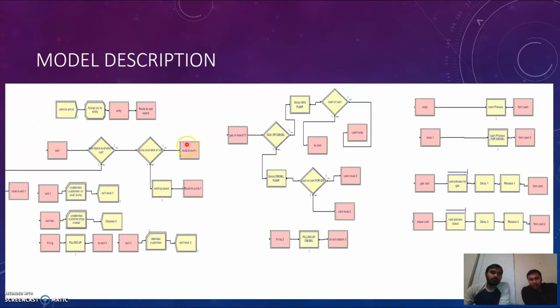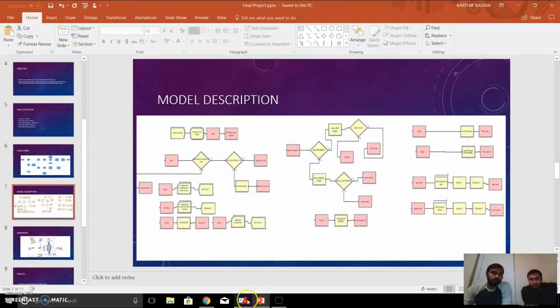This is just a design module over here, for the decision whether the gas is gas or diesel, whether the pump is available or not, or whether the store is open or not. Likewise, and we have collected the data using this model. And let me show you the Arena model of that.